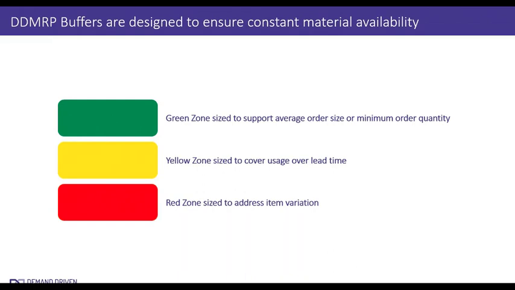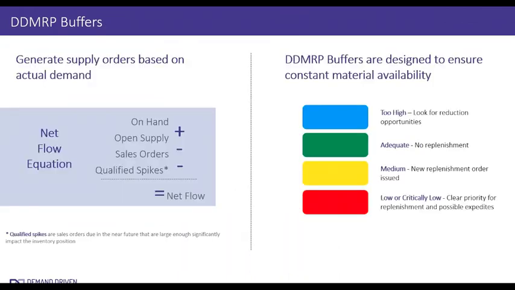We'll have our red zone, which is sized to address item variation, our yellow zone on top of that, which is sized to cover usage over one lead time, and then our green zone on top of that, which is sized to support an average order size or a minimum order quantity. We'll use these buffers, and we're going to place orders based off our net flow equation.